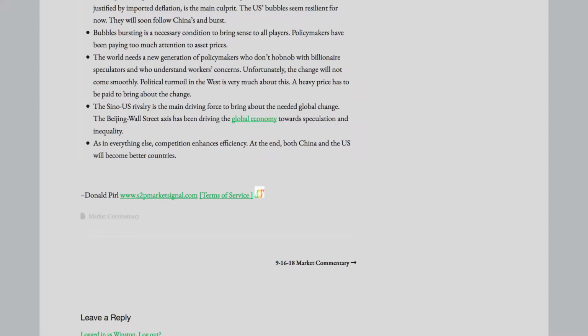The Sino-US rivalry is the main driving force to bring about the needed global change. The Beijing Wall Street axis has been driving the global economy toward speculation and inequality. As in everything else, competition enhances efficiency. At the end, both China and the U.S.